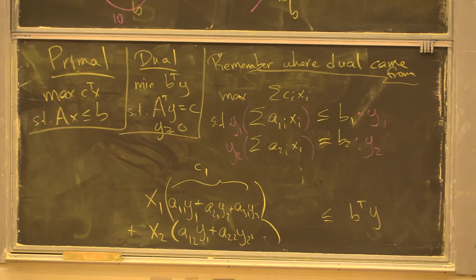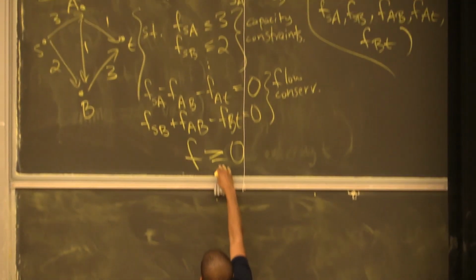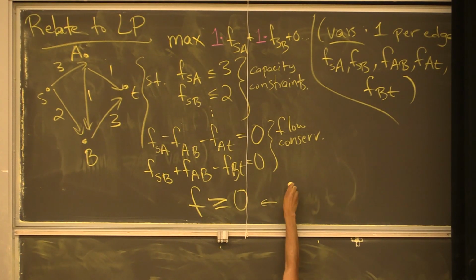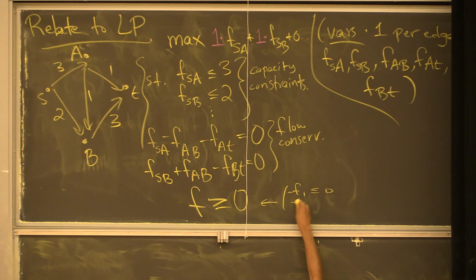Another thing, too, is over here, we have this thing where all the variables have to be non-negative, right? This is saying that minus f1 is at most 0, minus f2 is at most 0, minus f3 is at most 0, etc. So imagine that we had such things here.